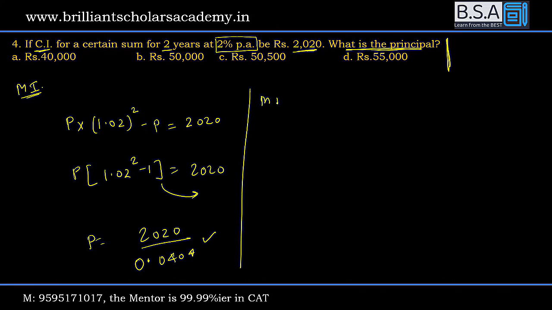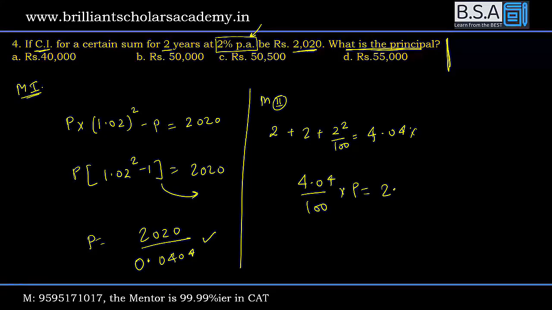Now, second method is, because 2 is a very small number, can I say 2 percentage plus 2 percentage plus 2 square upon 4 upon 100, which is equal to 4.04 percentage. So 4.04 percentage of the principal is equal to 2020. And I can clearly see 4 into 505, 4 into 505. The answer has to be 5 followed by zeros.